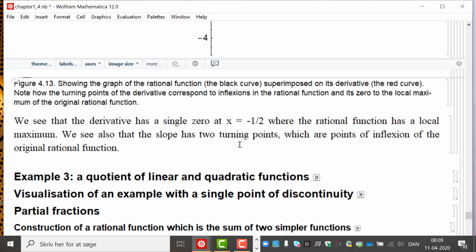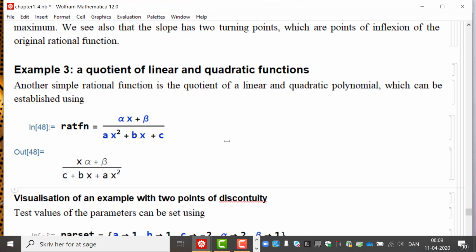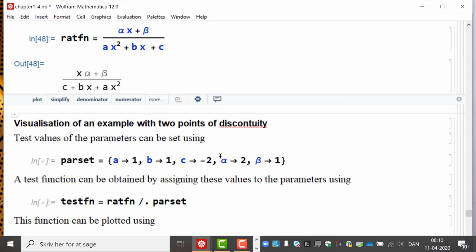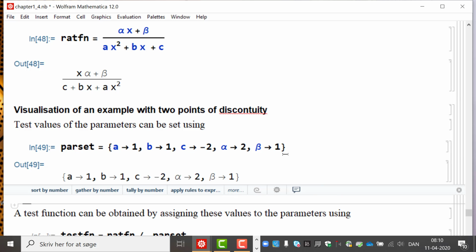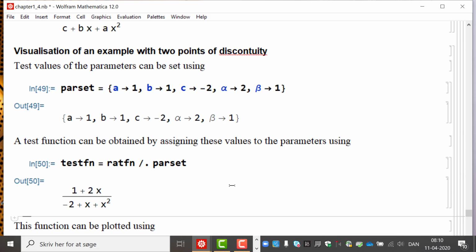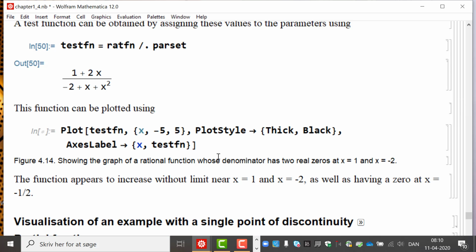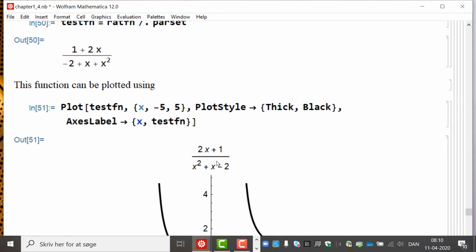And now let's do a third example, and we'll take a linear function divided by a quadratic function. So we take that, and we can set the values of the parameters. So a to 1, b to 1, c to minus 2, alpha to 2, and beta to 1. And the test function, we can set the values of the parameters in our rational function, and that's what it looks like. So let's plot that for x between minus 5 and 5, and there it goes there.